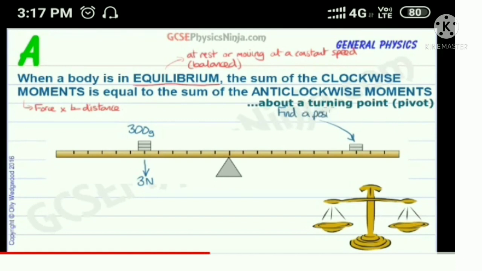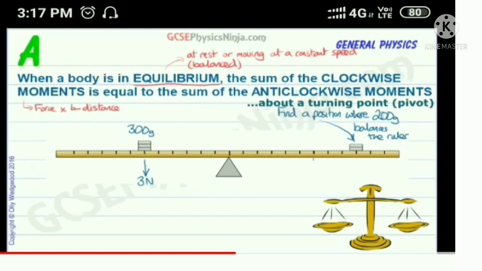Okay, at what place should you place the 200 gram weight so that the ruler will be in balance? Otherwise it won't be balanced. At a particular distance we have to keep the 200 gram weight, otherwise it won't be balanced.